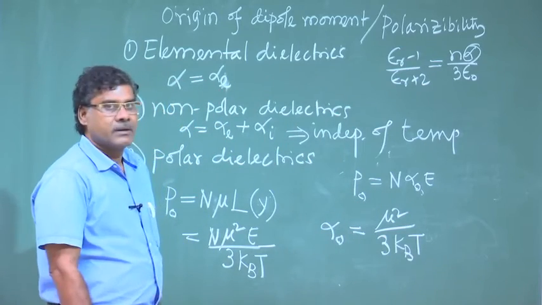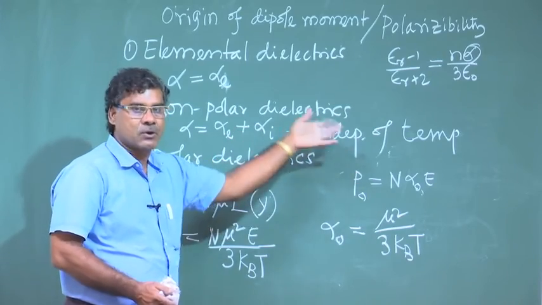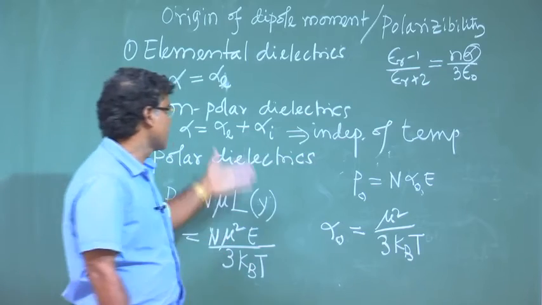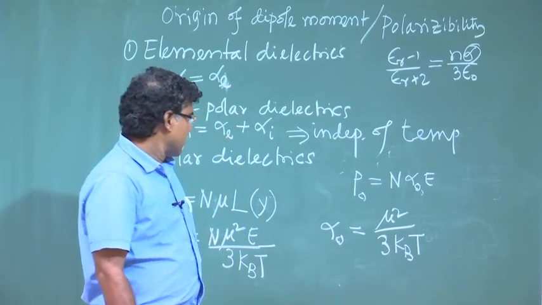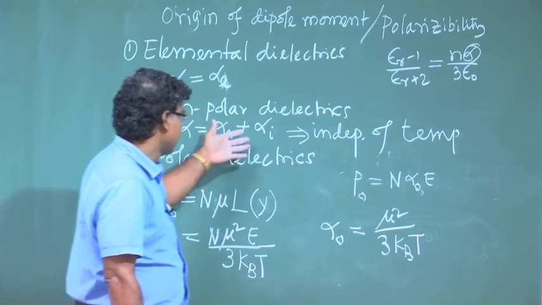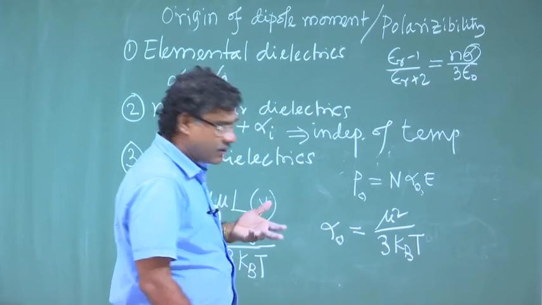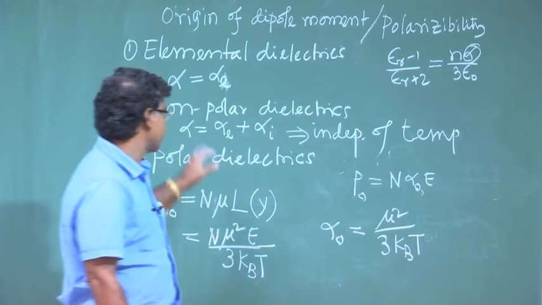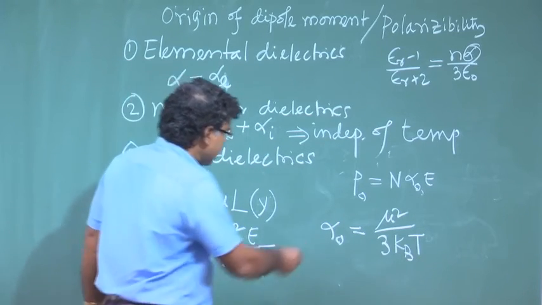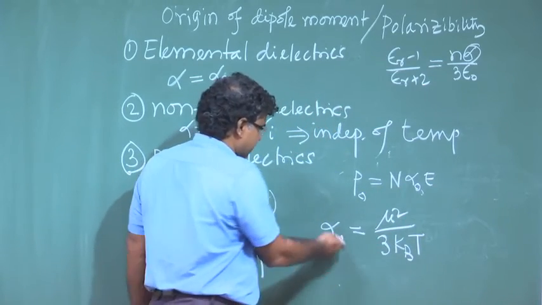As I told, this alpha E and alpha I are independent of temperature. I have not shown you, but it depends on the structure of the atoms and molecules. One can think that the structure of atoms or molecules generally does not change with temperature, so they are independent of temperature, but this orientation polarization depends on temperature. This is the expression for it.